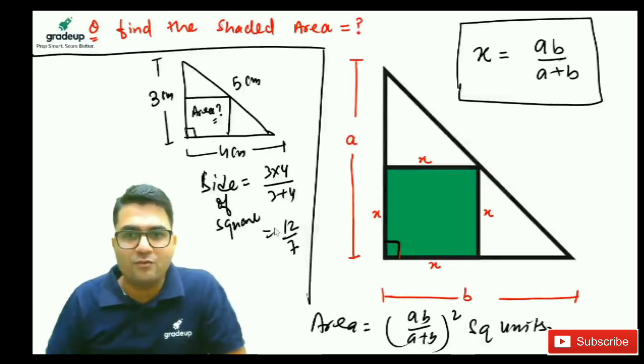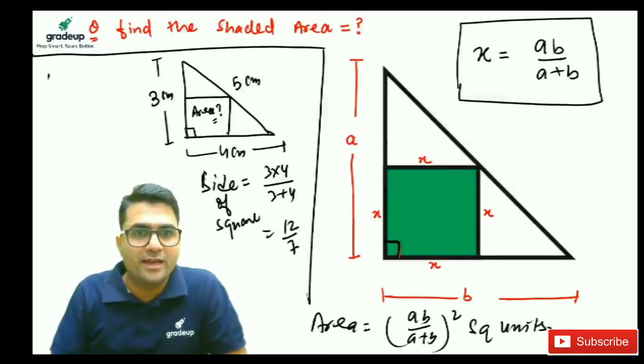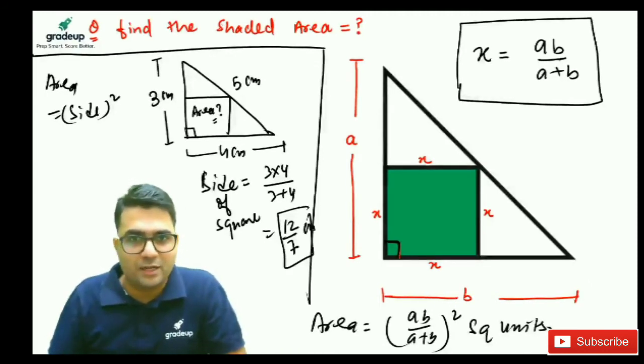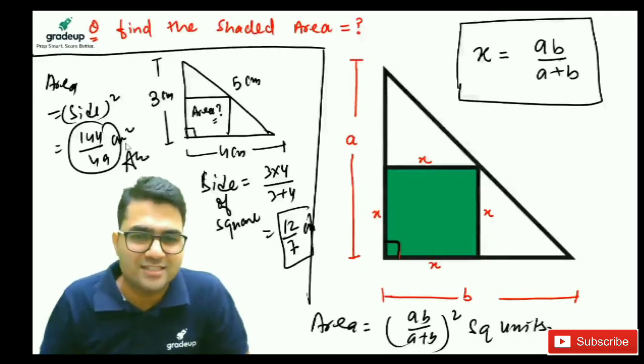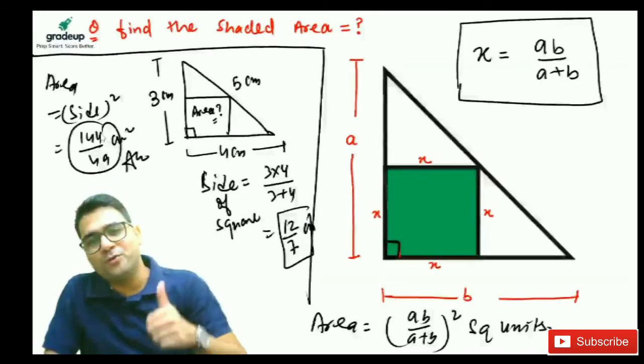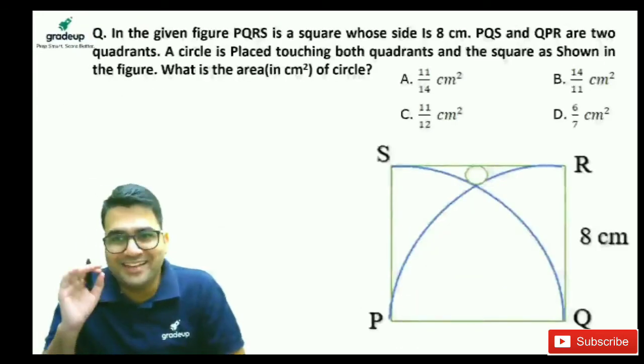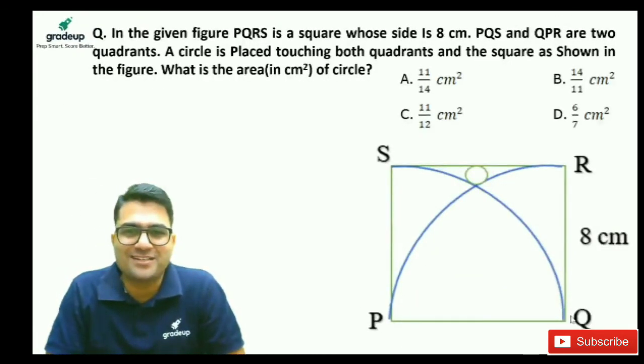So area will be side square, and we have the side 12 by 7 centimeter. Can I say this is 144 by 49 centimeter square? This is the right answer. I hope you got the point. Please try this question.